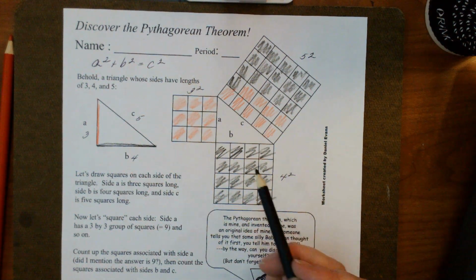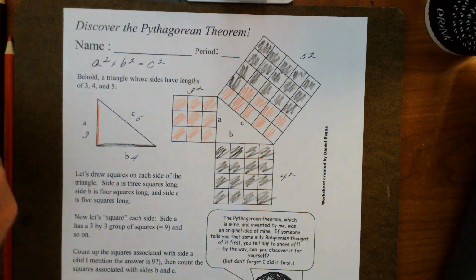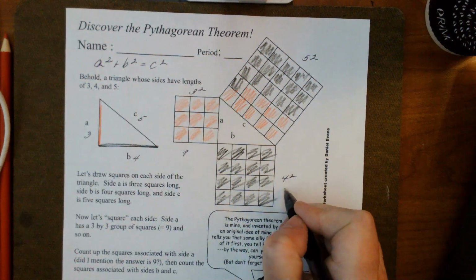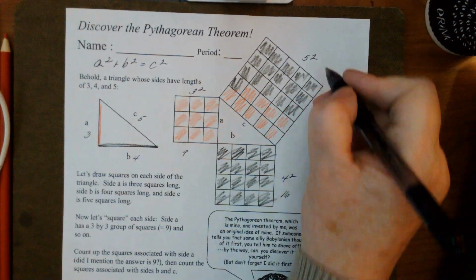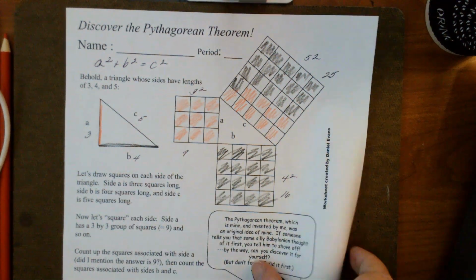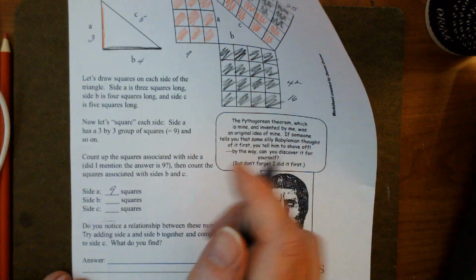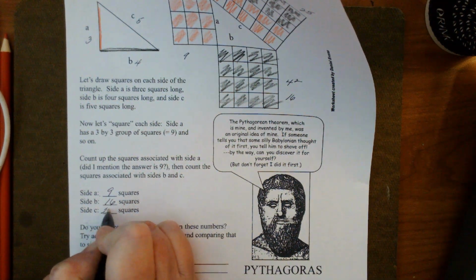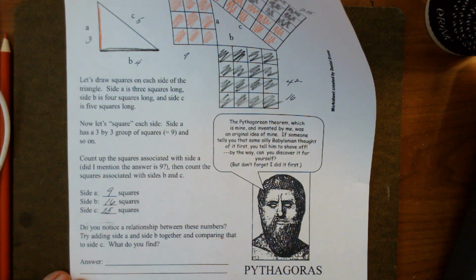Now, if we take 9, and this is 16, 9 plus 16 equals 25. So that's perfect. So side A is 9 squares. Side B is 16 squares. And side C is 25 squares.